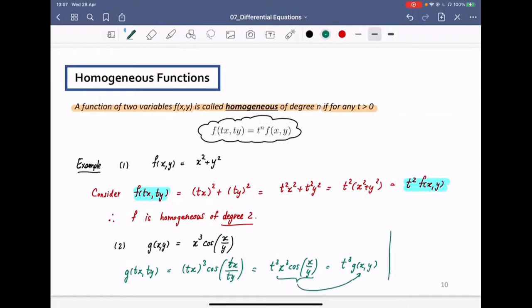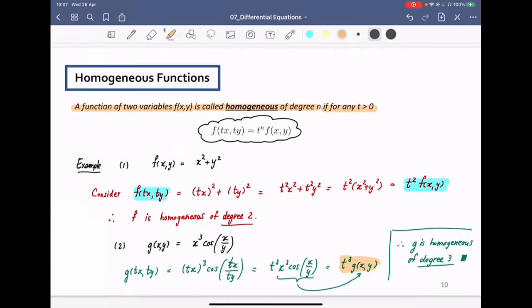The conclusion for this question is that g is homogeneous as well, of degree 3. Does it make sense? You know this is degree 3 because at the end you get t cubed times g(x, y). Well, this is how to check a homogeneous differential equation. No, sorry. This is how to check a homogeneous function.